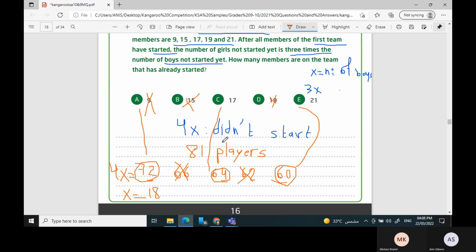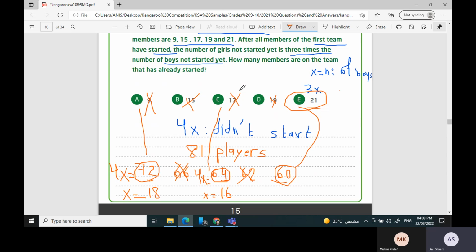So, if 17 is the first team, let's solve 4x equal to 64. X will be equal to, first of all, if we multiply 4 by 10, we get 40. So we are left with 24, which is 6. So 16. Is it in our choices? No. So directly we can remove it. We are left only with 21. We can choose it and we can double check the 21.